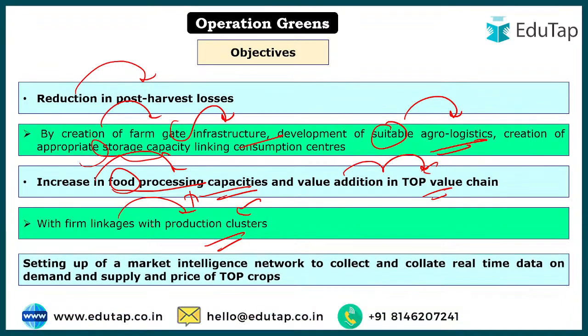Then apart from that, we have setting up of a market intelligence network, okay, this will also be done to collect and collate real-time data which will tell about the demand and supply of that particular crop. Please keep in mind these objectives and everything has been taken from the official notification, so they are still going by top. However, they have clearly mentioned that now it is available for all 22 perishable crops, but here if you look at various places where you are looking the top, it actually means total only.